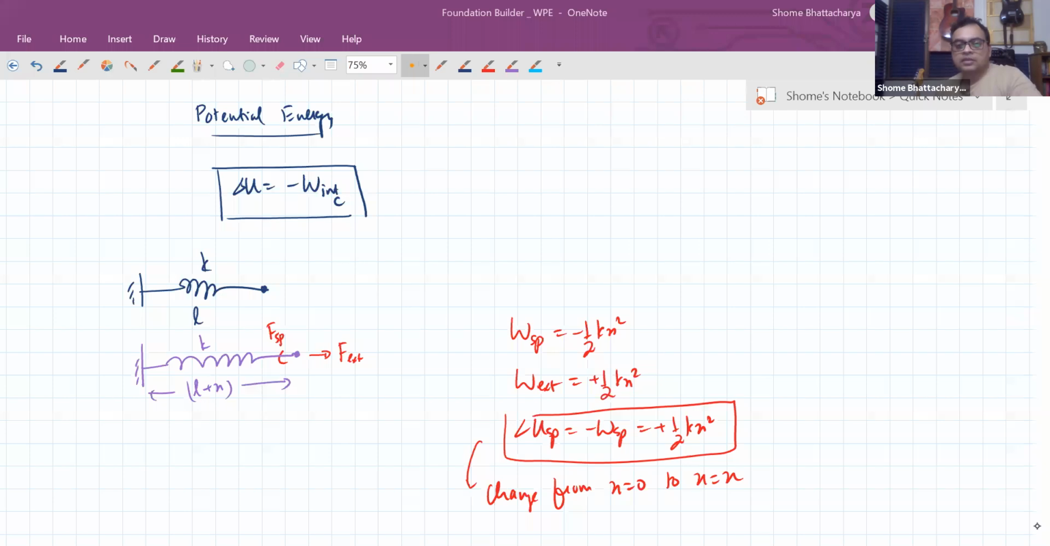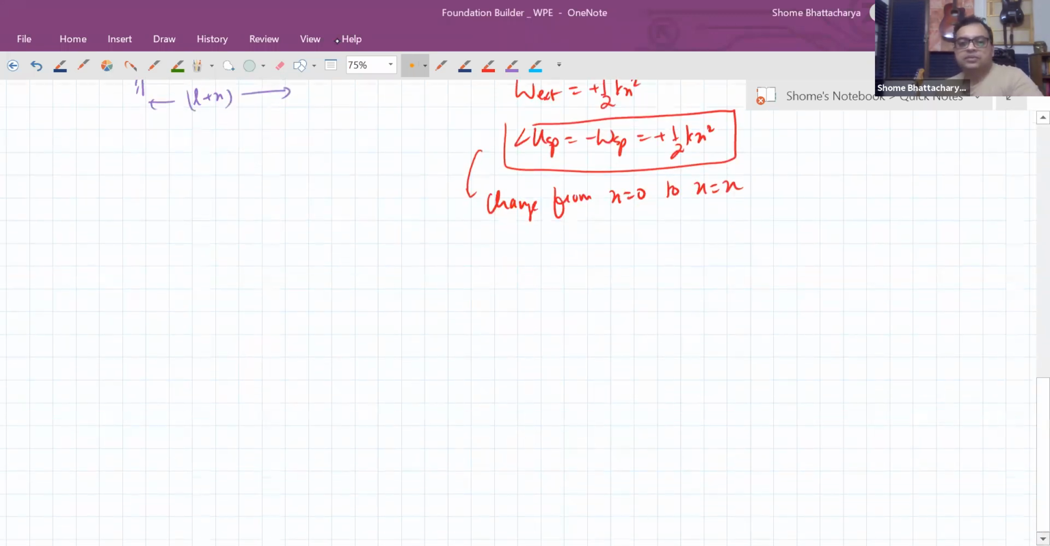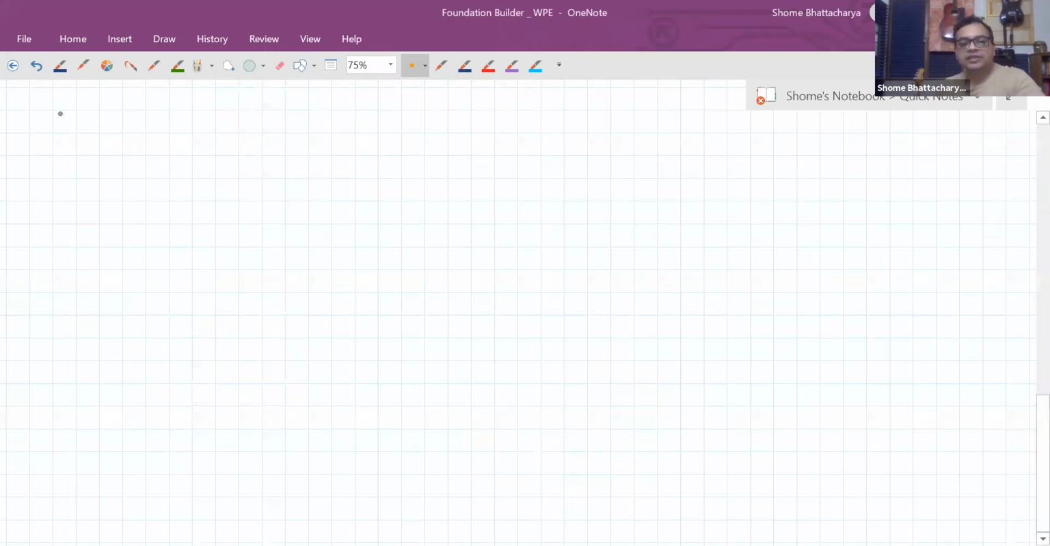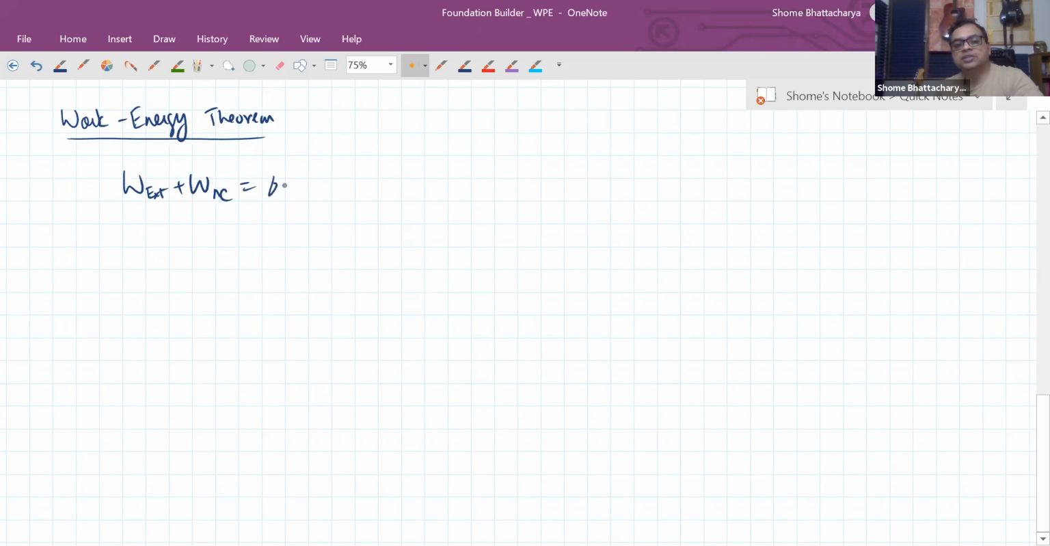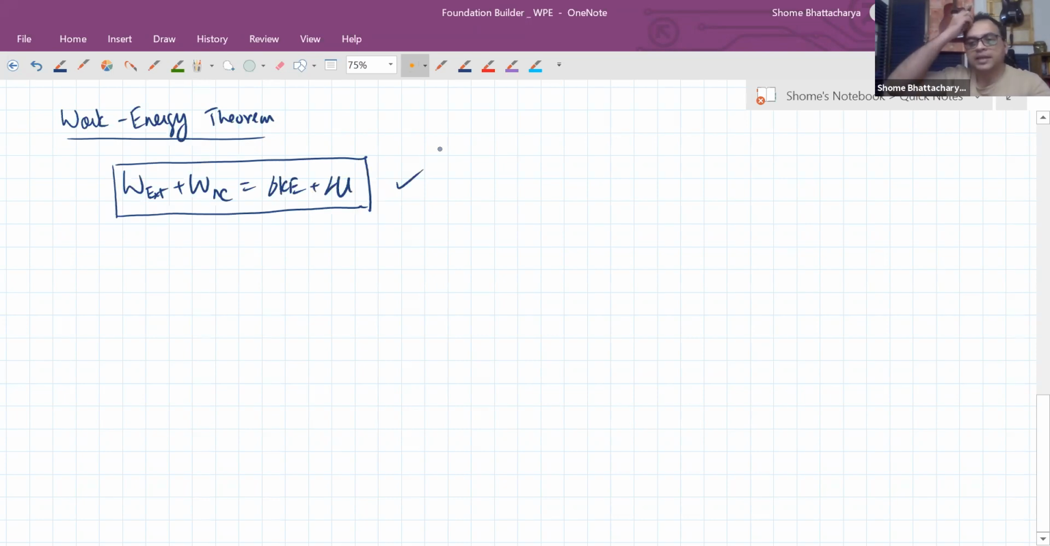Then after having understood potential energy, we looked at the general form of the work energy theorem. The general statement of the work energy theorem said that the work done by external forces plus the work done by any non-conservative forces equals the change in kinetic energy plus the change in potential energy of the system. This is the statement of the work energy theorem, and this is what we will concentrate on applying from this point onwards when we look at numerical applications.